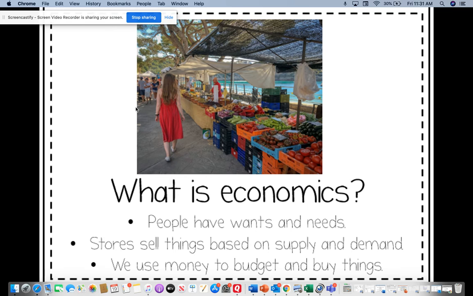What is economics? People have wants and needs. Stores sell things based on supply and demand. And we use money to budget and buy things. So we're going to learn more this week about wants and needs, supply and demand, and creating a budget.